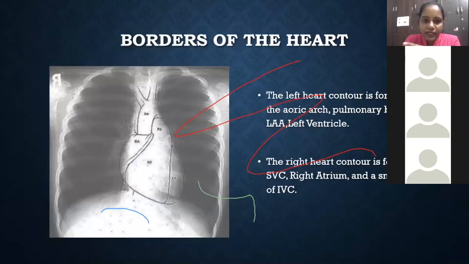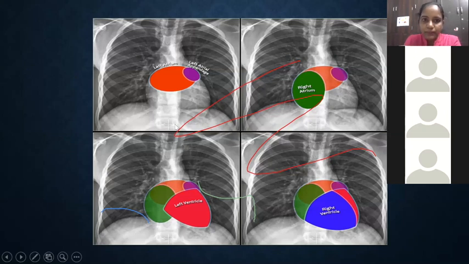Next are the borders of the heart. The left heart border is formed by the aortic arch, the main pulmonary artery, the left atrial appendage and the left ventricle. And the right heart border is constituted by the superior vena cava, right atrium, and a small part of IVC. Remember that the right ventricle doesn't constitute the right border of the heart because it is the most anterior structure. You will be able to see the right ventricle here. So the left heart border is formed by the left atrial appendage and the left ventricle, and the right heart border is fully formed by the right atrium only.